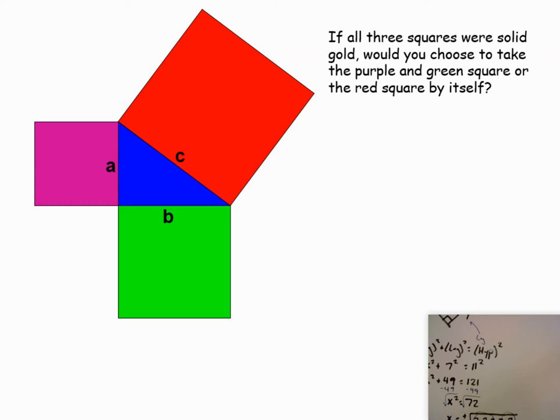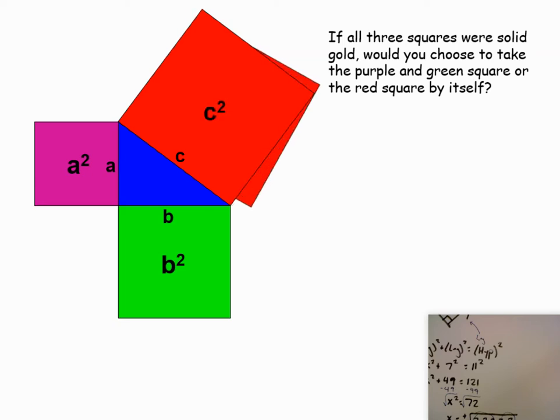We're going to find the area of each one of these squares. So the area of the purple square, remember the area of a square is length times width. Because it's a square, they're the same. So here I've got a times a, which is a squared. The area of the purple square is a squared. The area of the green square would be b times b, which is b squared. And the area of the red square is c times c, which is c squared.